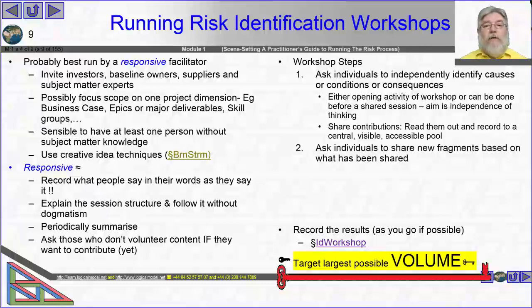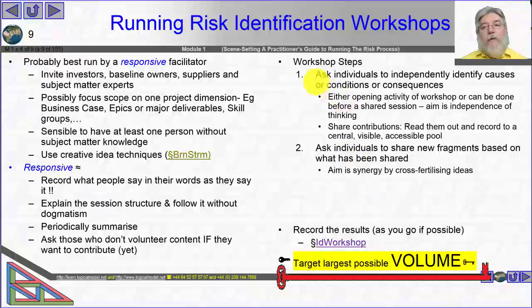So I'm going to ask individuals to share their lists that were generated without cross-fertilizing or polluting each other's thinking, and then I'm going to ask individuals to share new fragments based on what's just been shared, in which case I now expect their thinking to have been adjusted because they've heard everybody else's ideas. So the aim here is to cross-fertilize.